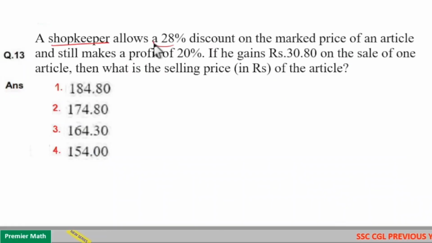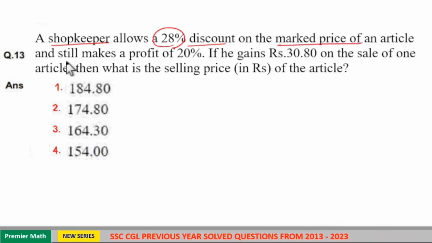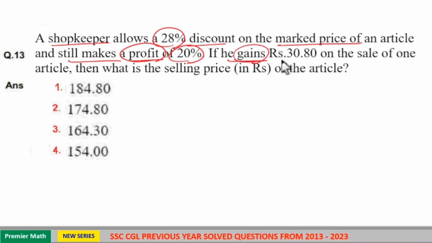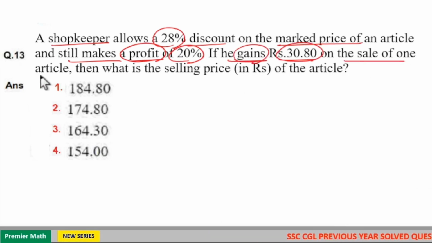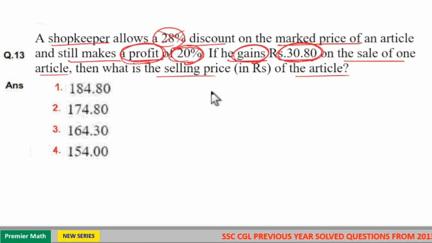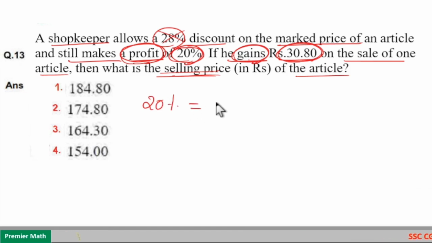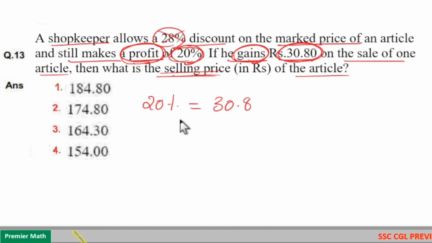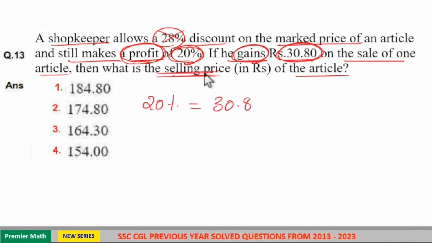A shopkeeper allows 28% discount on the marked price of an article and still makes a profit of 20%. If he gains 30.8 rupees on the sale of one article, then what is the selling price of the article? Here we don't need this discount because here question says profit is 20% and gain is 30.8. Then we need to find selling price. So this is simple, that is profit and gain are same. So profit 20% means 20% is the gain, that is gain is equal to 30.8 rupees. Now 20% is 30.8, then we need selling price.